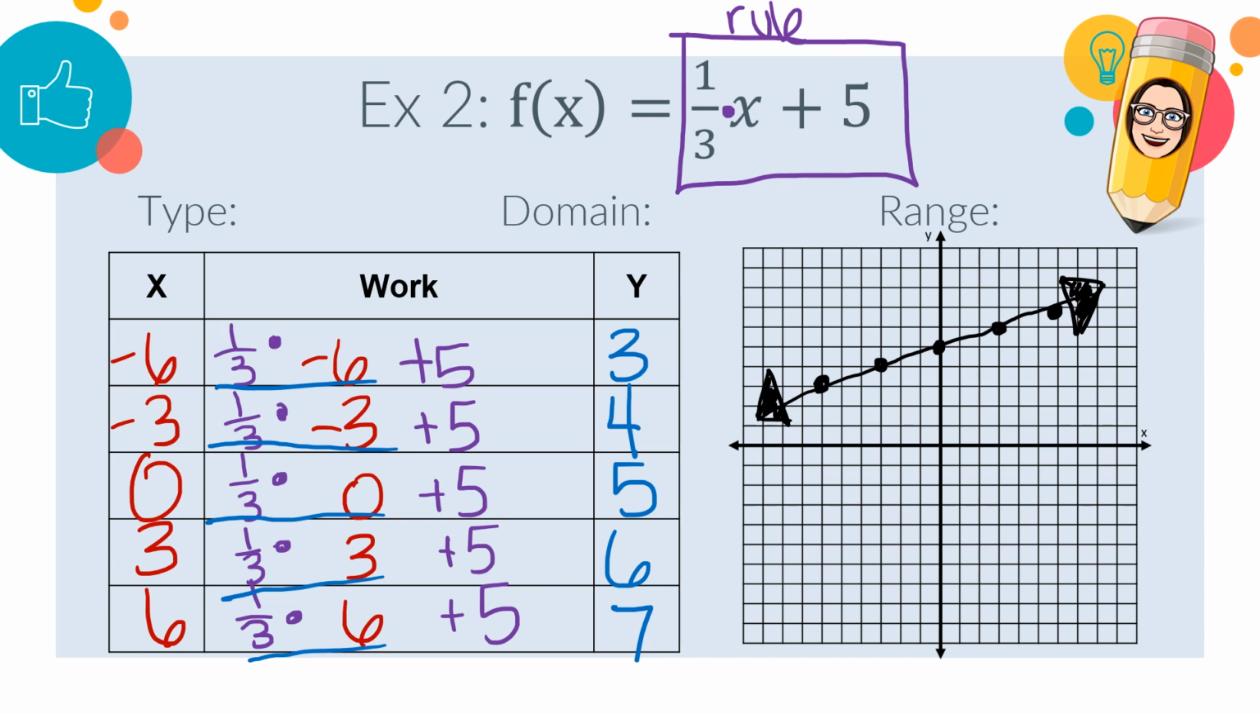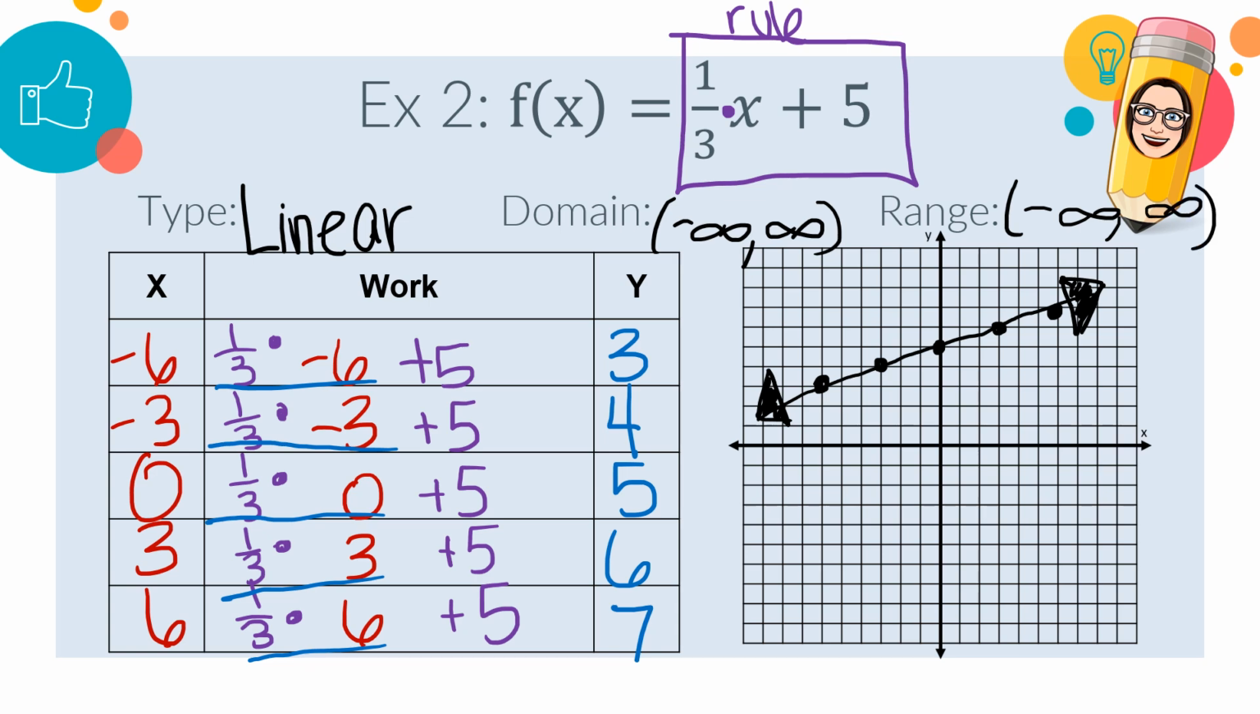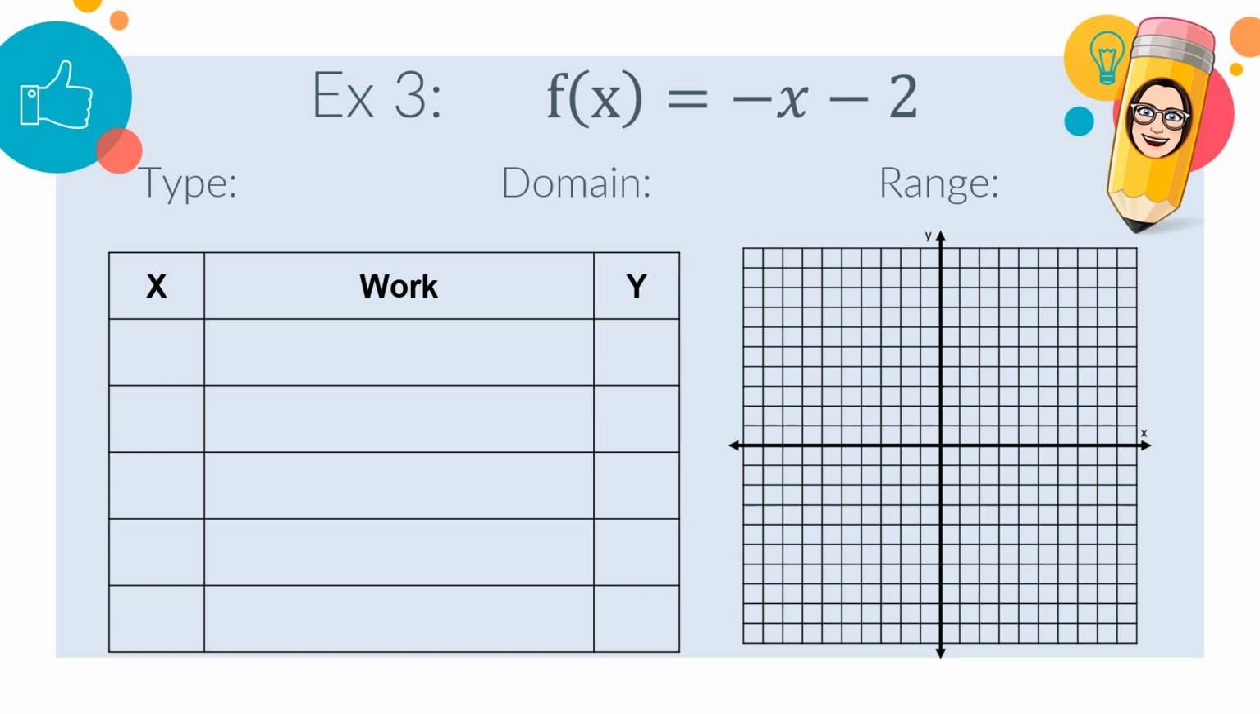Now what we just graphed is a line, so this is what we call a linear function. Domain, similar to the first example, forever left, forever right. Range, forever down, forever up. All right, let's take a look at this one.